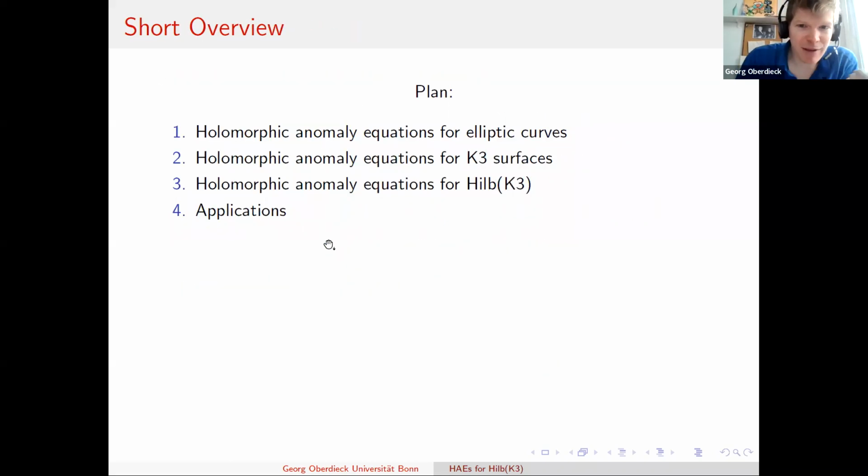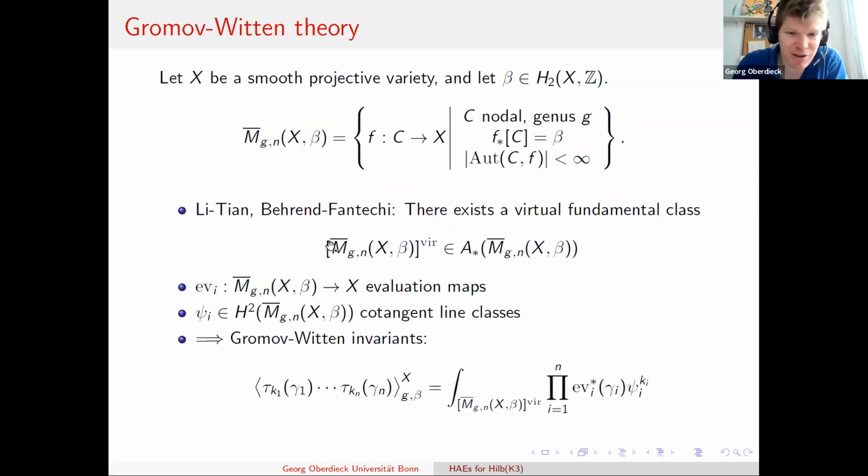Okay, so maybe to start, I don't know exactly what the background is, so let me just start from the very beginning. What we study here is Gromov-Witten theory, and how is that defined? Let's say you start with an arbitrary X, a smooth projective variety, and then you can consider a certain moduli space, which is the moduli space of stable maps. This is usually denoted M_{g,n}(X,β).